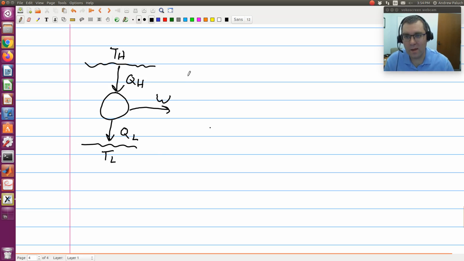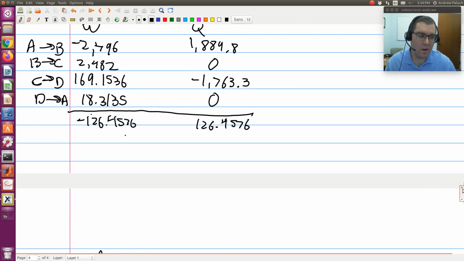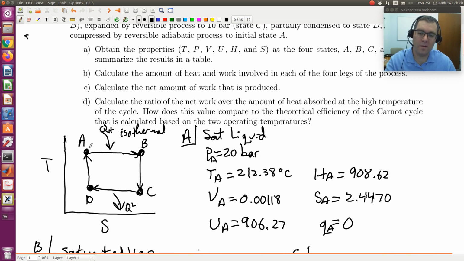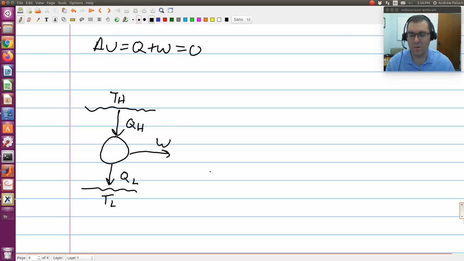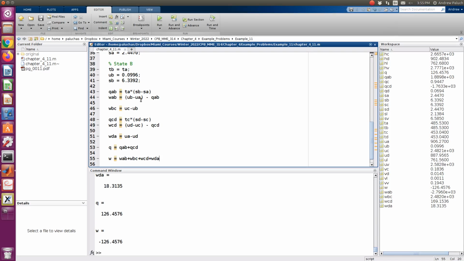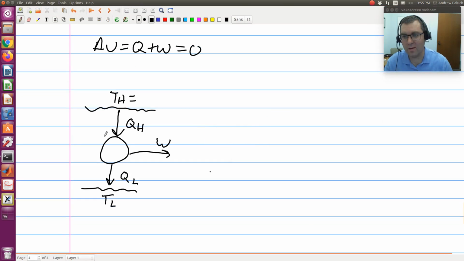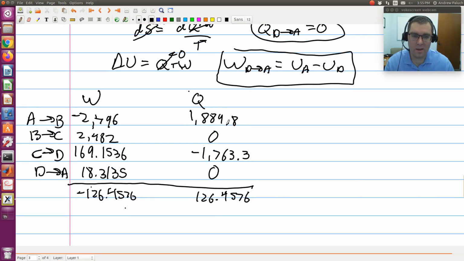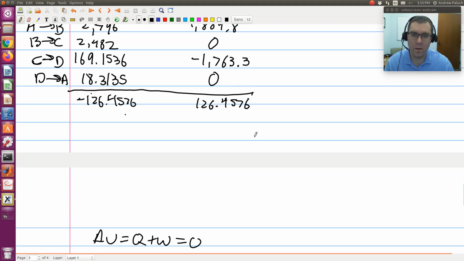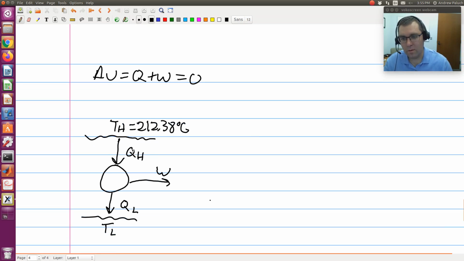Okay, so in terms of making the connection, TH corresponds to this isothermal process from A to B. So TH you could think of as TA or TB, which is the same. So this is essentially TA, and I'll go to MATLAB since I think it might be easier there. TA is 212.38 degrees C. Now QH, that's going to be the positive heat added to my system from state A to B, this 1889.8. So this is my QAB, 1889.8.